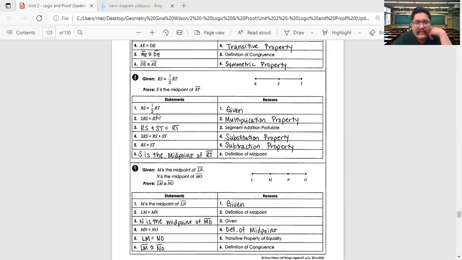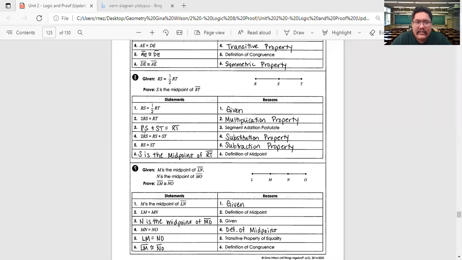So let's start with our given. And let's get rid of this fraction, right? If you have a fraction, it always makes things more difficult than it needs to be. So what we're gonna do is multiply both sides by 2. Because if you take half and times it by 2, you just get 1. So we have 1 RT, or just RT, we don't need the 1. But we also have 2 RS. So looking at what it says here, twice this length should be the whole thing from R to T.